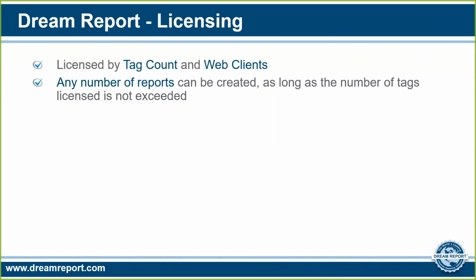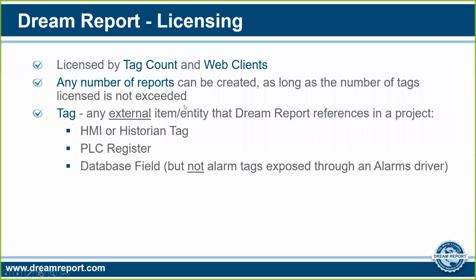So when you create a project in Dream Report, think of a project like an InTouch HMI application. Any number of reports can be created in this project as long as the number of tags licensed is not exceeded. So what is a tag in Dream Report? It's any external item that Dream Report references in a project. So it could be a historian tag, it could be a tag in your PLC, or an InTouch tag, or an app server attribute that you might want to reference in Dream Report.